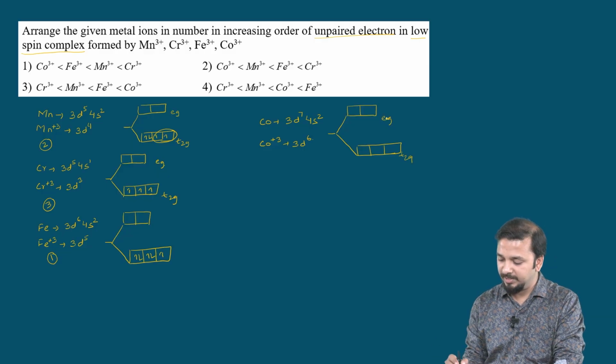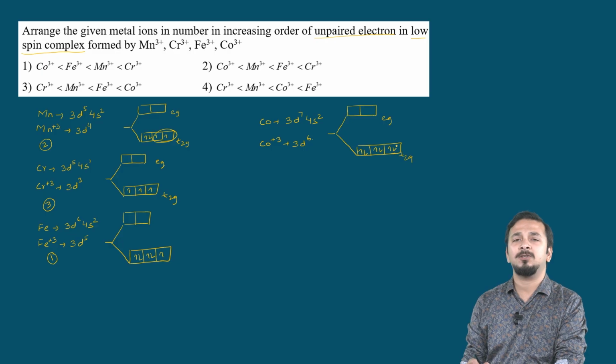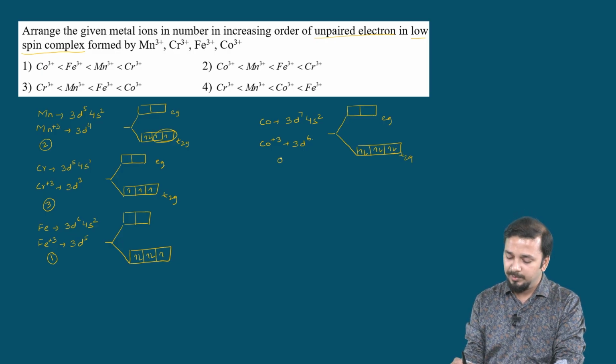If you fill 6 electrons, it will be 1, 2, 3. Now the 4th electron will be filled over here, then the 5th and 6th. So in this case all the electrons are paired, so there is no unpaired electron.